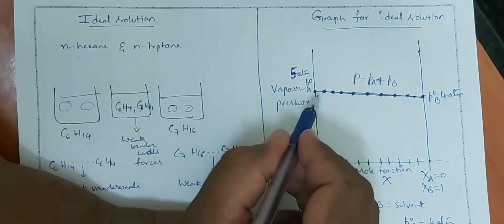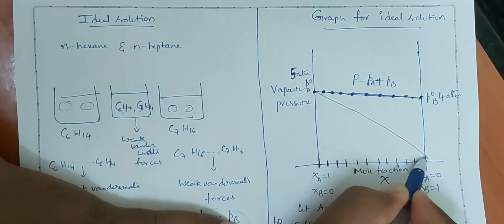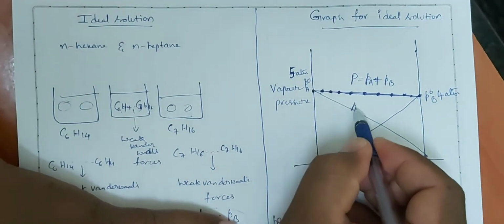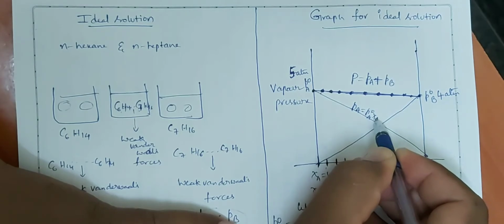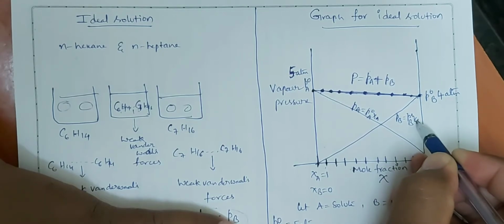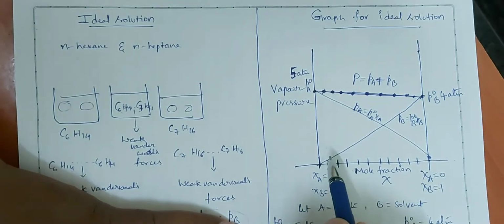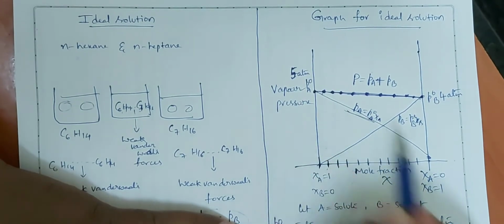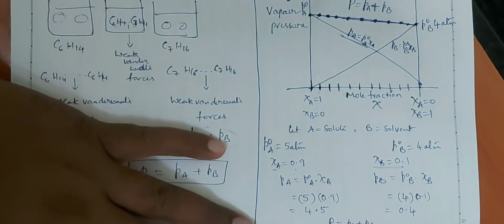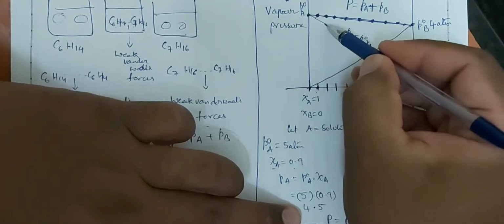Okay, and I am going to take here only the solute graph as well as only the solvent. This is PA is equal to P naught A into chi A. This line is representing PB is equal to P naught B into chi B. This is for only solute, this is for only solvent. In the same way, if you do the calculation with only, see at this point, what is the PA value? At this concentration, what is the PA value? Only PA value is 4.5. This is 5, this is 4.5.